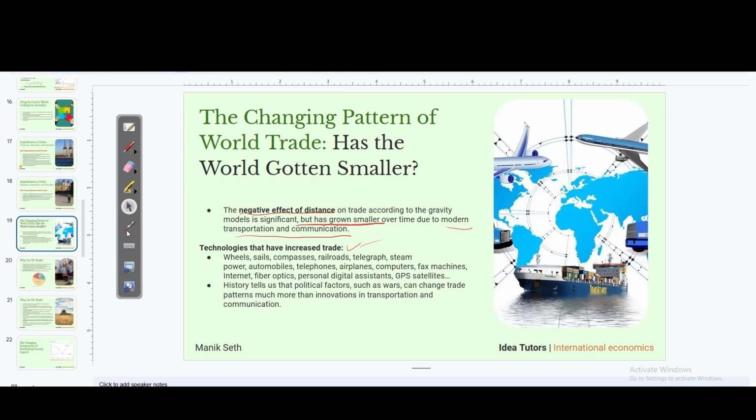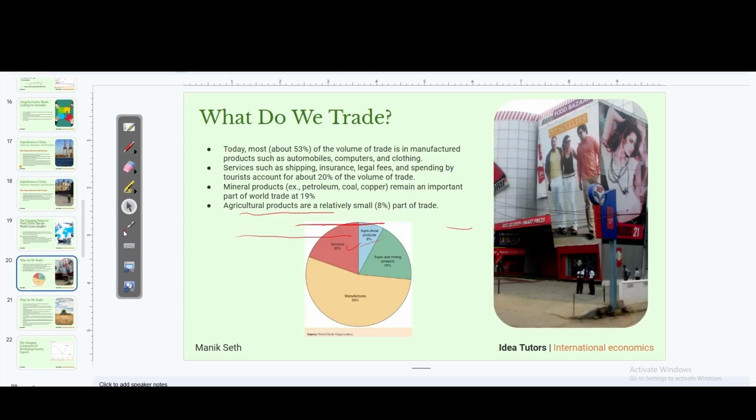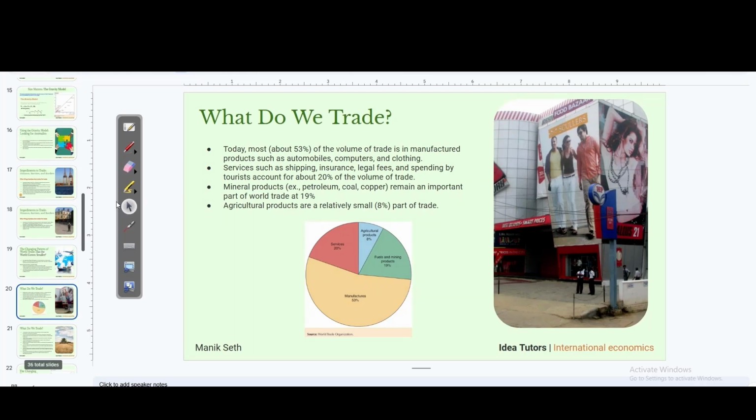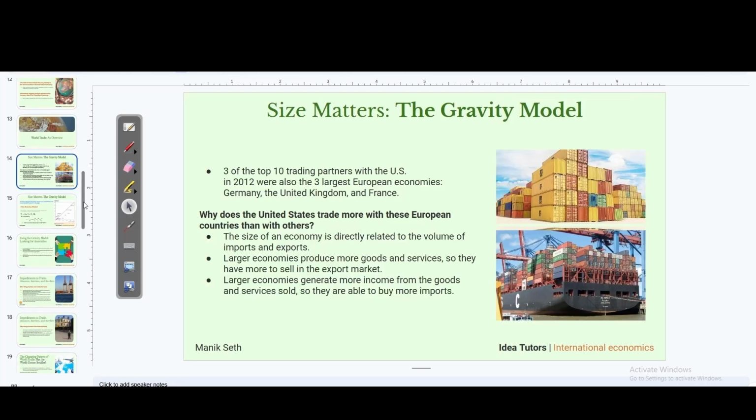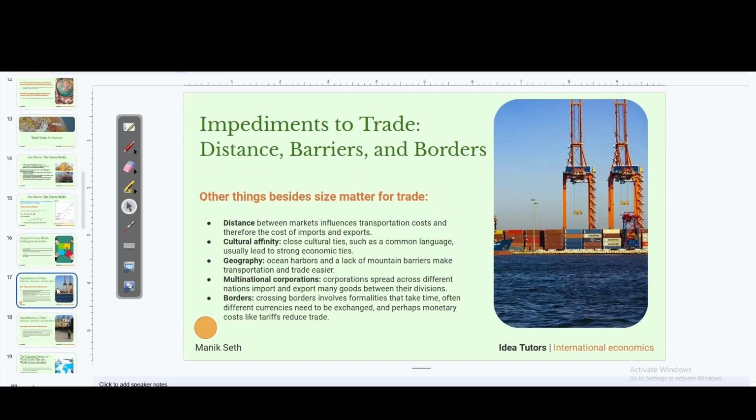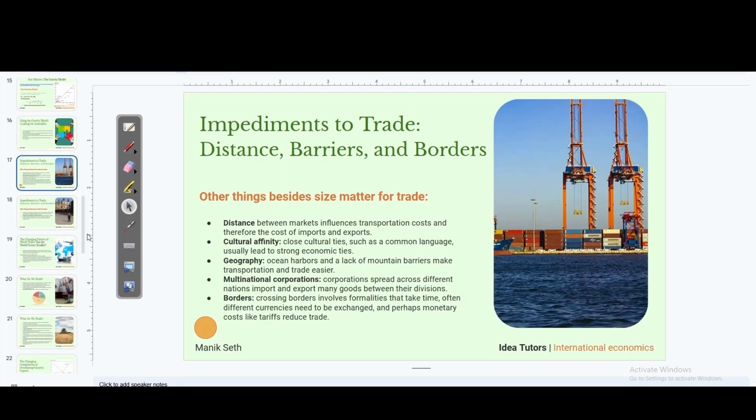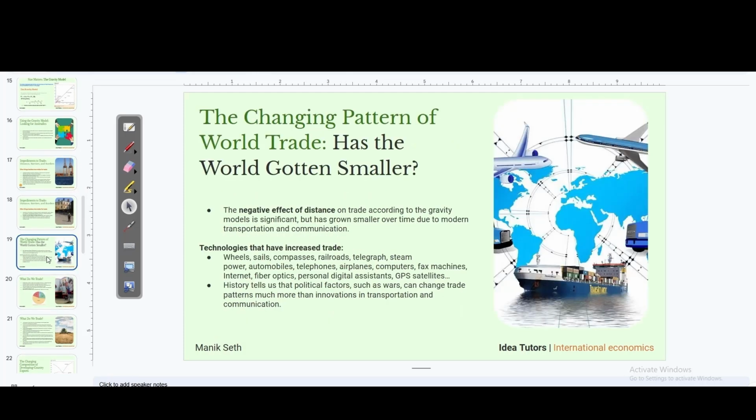Now, what we have seen till now are the factors that impact trade. We started with the gravity model, which says that distance and size are important. Then we looked into other factors, like culture and the presence of MNCs. And then we saw that with the modern development of technologies and more innovations, the negative impact of distance is reducing. It is still there, but it is reducing. And wars are a very big, significant factor that negatively impacts trade.